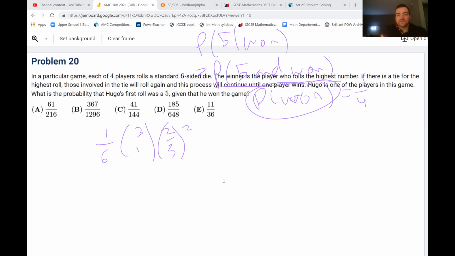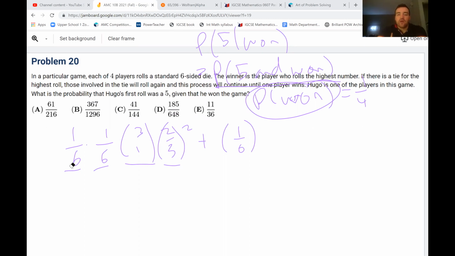Or Hugo rolls a 5 and 2 people tie with him. Sorry, there's also another 1 out of 6 here, because we also need the chance that the other person ties with Hugo, which will also happen 1/6 of the time. So this is the 1/6 that Hugo rolls the 5. This is the 1 out of 6 that the other person also rolls a 5. Any of the other three people could tie with Hugo, and the other two people need to get 4 or less.